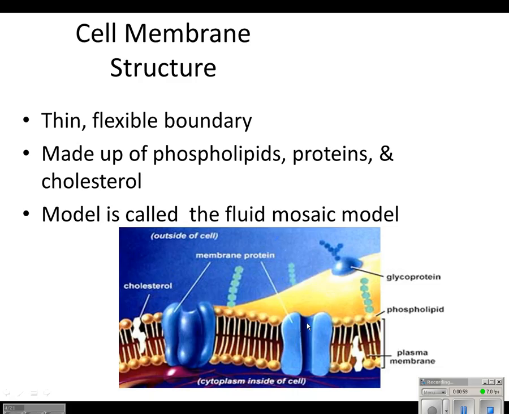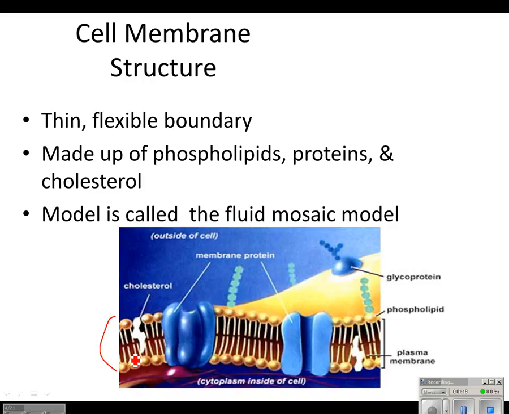The structure of the cell membrane is thin and flexible. Okay? We can see that it is a bilayer. There are two layers to it. So if we take this diagram and we look at this section here, you see two layers, and this would surround the entire cell. It's made up of phospholipids, proteins, and cholesterol.